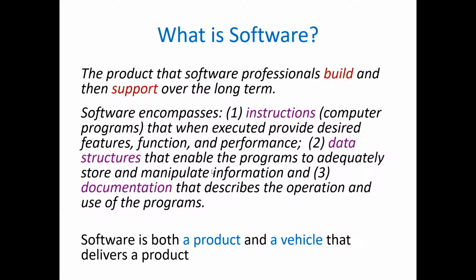It encompasses instructions, computer programs. We know when we define a program, we also define a process. So what is a process? A program in execution is a process. What is a program? A program is a set of instructions. So obviously we have instructions. So software encompasses instructions that when executed provide desired features, functions and performance.